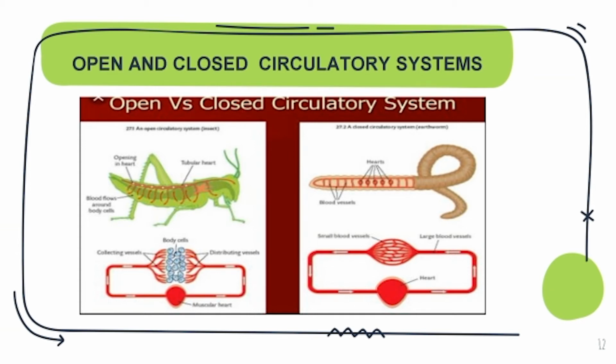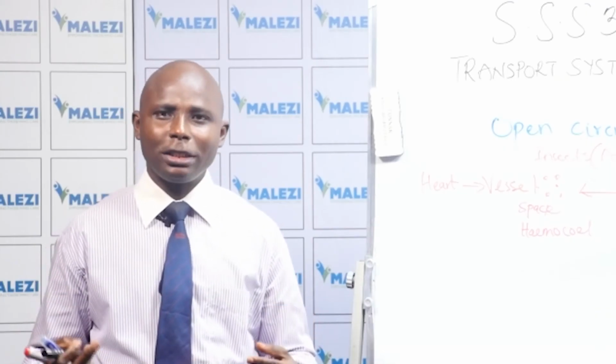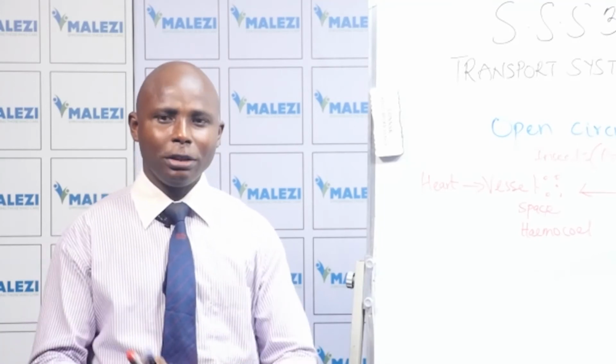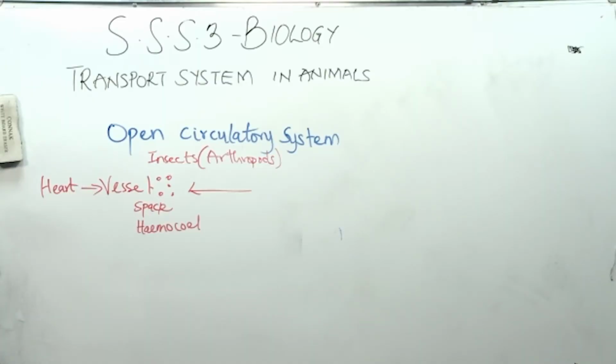Now, when you look at that one that is referred to as closed, you will discover that from one vessel to another, the circulating fluid is enclosed. They are not released outside, unlike that of the open, whereby the 2 vessels don't meet. But for closed circulatory system, the vessels meet, and by so doing, they don't allow the circulating fluid to just flow aimlessly around the body. But in open circulatory system, the circulating fluid flows in the body space, which we refer to as hemocoel, in the body of the insect. And that is why it is called open circulatory system, because it is not confined into a space.